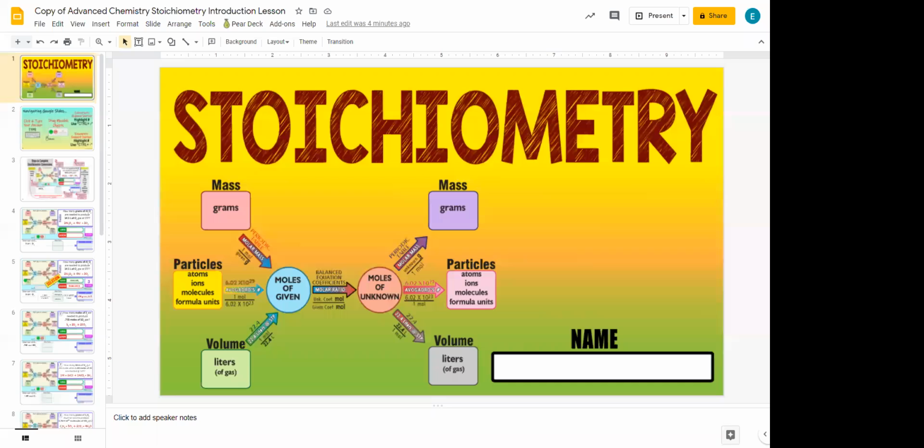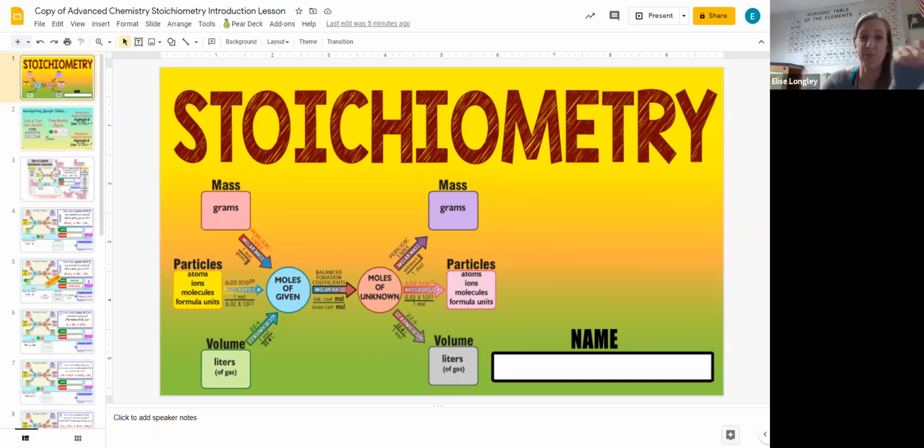Balance equation, convert to moles. Okay, what's the next one?